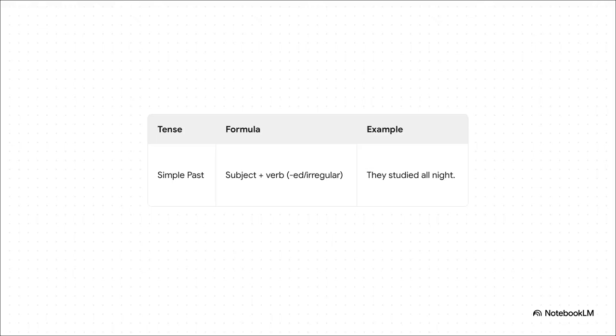Next up, let's hop in our time machine and go back. For any action that's completely finished, done, over, you need the simple past. They studied all night. That action is locked in the past. It's finished. You just got to remember to use the past form of the verb, whether it's a nice simple ed or one of those trickier irregular ones.